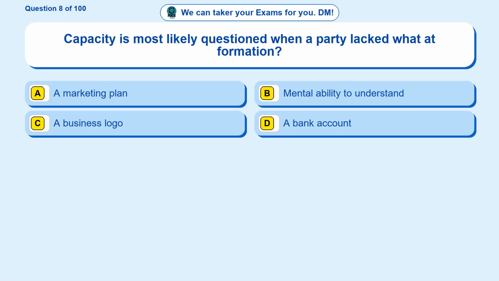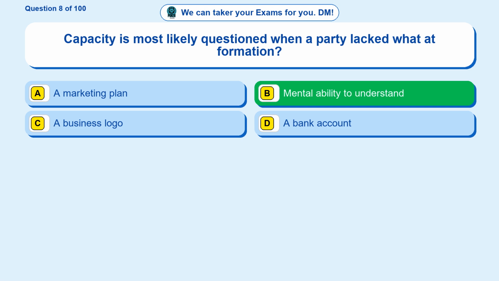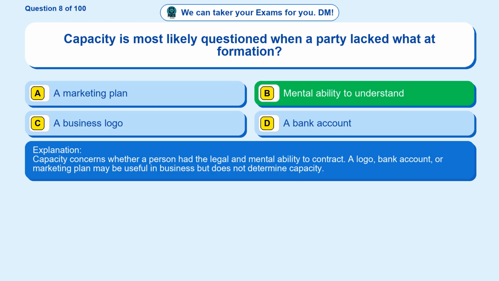Question 8. Capacity is most likely questioned when a party lacked what at formation? Option A. A marketing plan. Option B, mental ability to understand. Option C. A business logo. Option D. A bank account. The correct answer is option B. Mental ability to understand. Capacity concerns whether a person had the legal and mental ability to contract. A logo, bank account, or marketing plan may be useful in business but does not determine capacity.